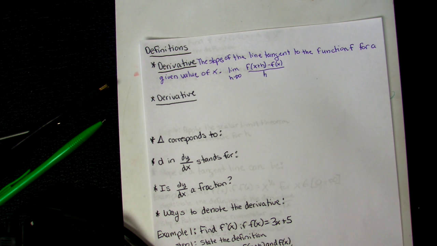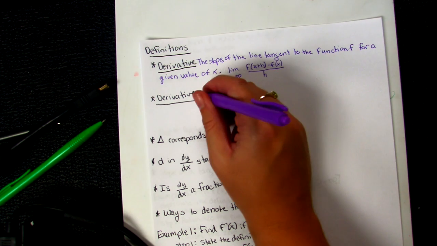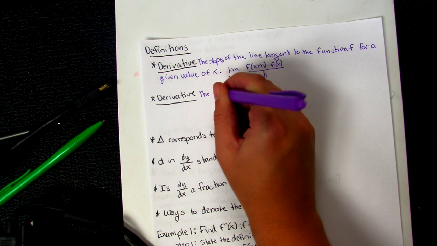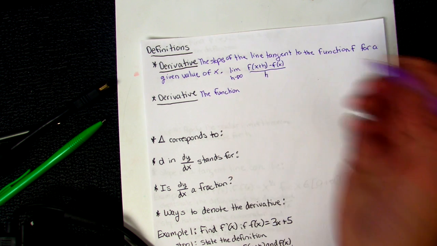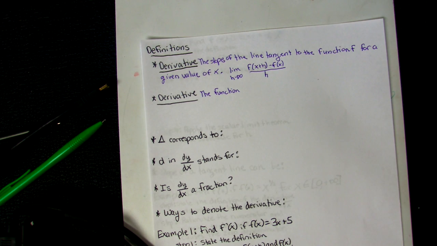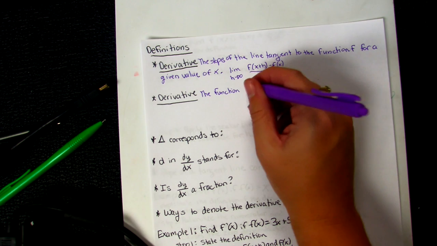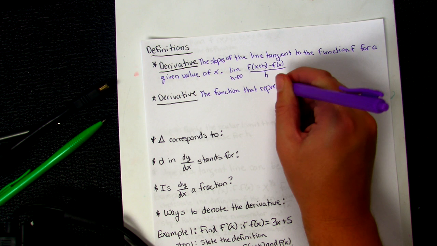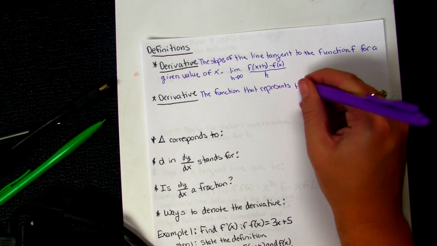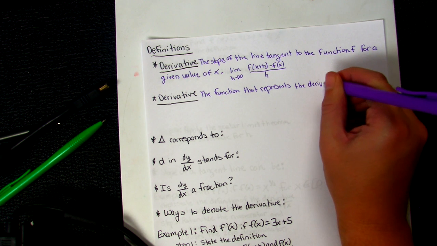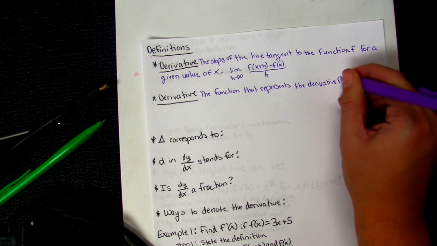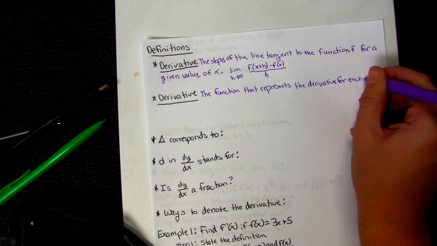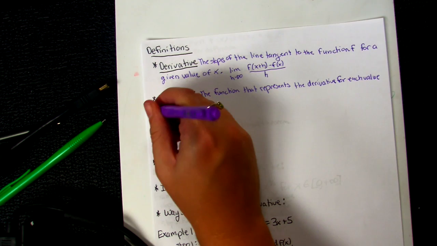The second definition of the derivative is the function. The first definition is the slope of the line, so you'll get a number. The second definition is you might not get a number, but you might get a function. So this is the function that represents the derivative for each value of x.